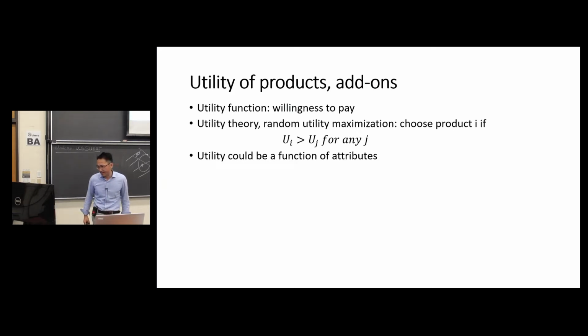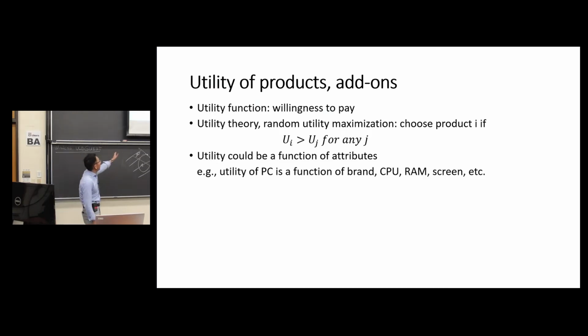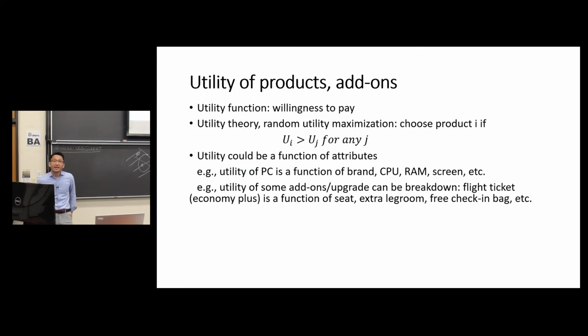All right, so utility depends on many things. Utility could be a function of product attributes, if the product can be broken down to the attribute level. Think about a PC, a computer. The utility is a function of the computer attributes, like the brand, the RAM, the CPU, the screen, the warranty, and some other attributes. Right, so if we can estimate the utility for each attribute and put them together, we can have a sense about the utility for that product. So if the utility can be broken down to the attribute level, we can do this. All right, we can do the same thing for add-ons, for upgrades, for some services. For example, the flight ticket is a function of the seat, the actual leg room, our free check-in bags, and other attributes.